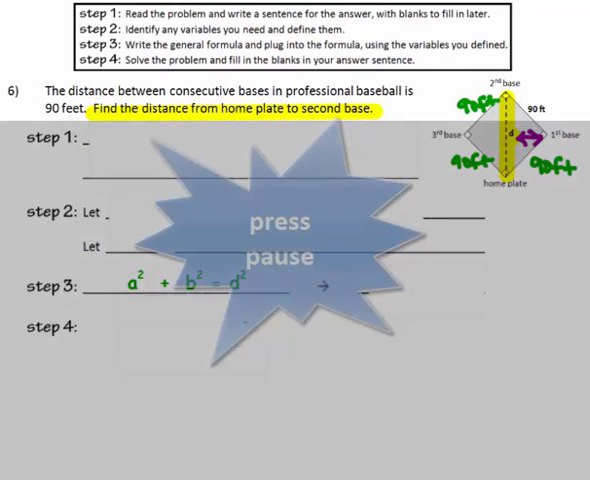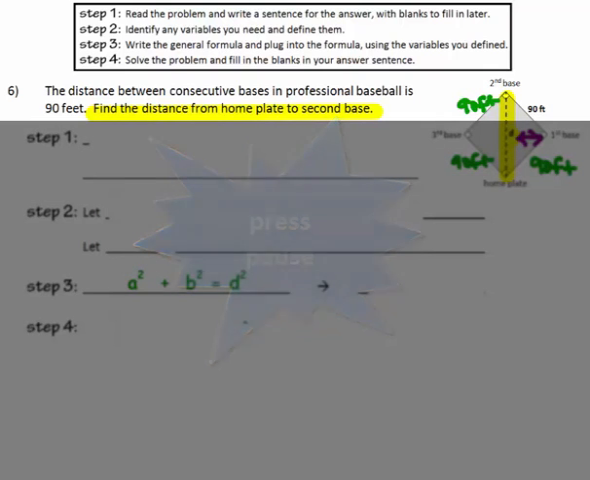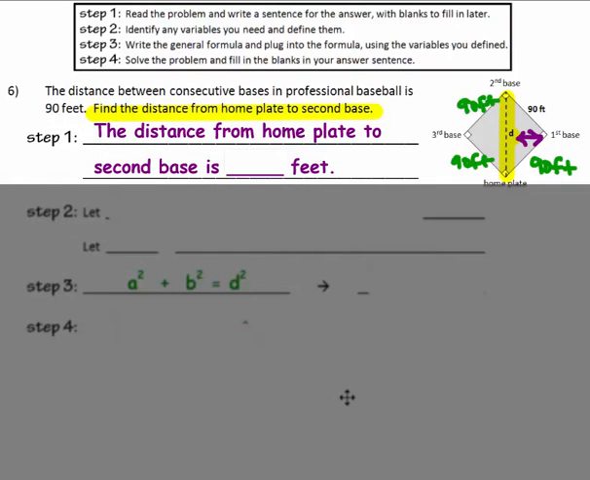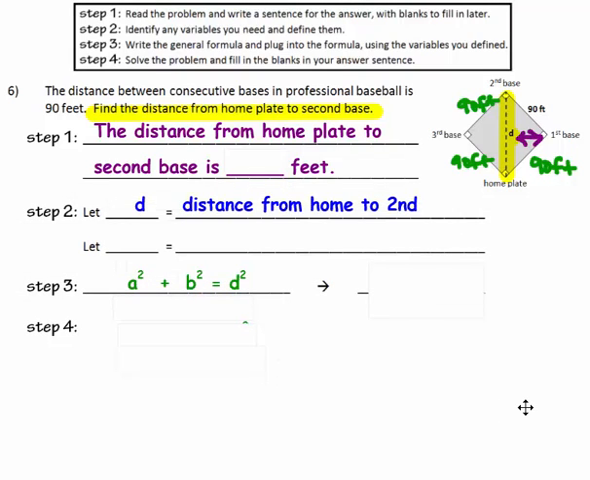Okay, our last problem, again, take a second to read it, and I've highlighted the question being asked. Okay, it's asking us to find the distance from home plate to second base. So let's rewrite that as a sentence. The distance from home plate to second base is blank number of feet. So now we know what we're looking for. We're looking for how many feet away. So that's going to be our variable that we defined. And again, we just have one, the distance from home to second.